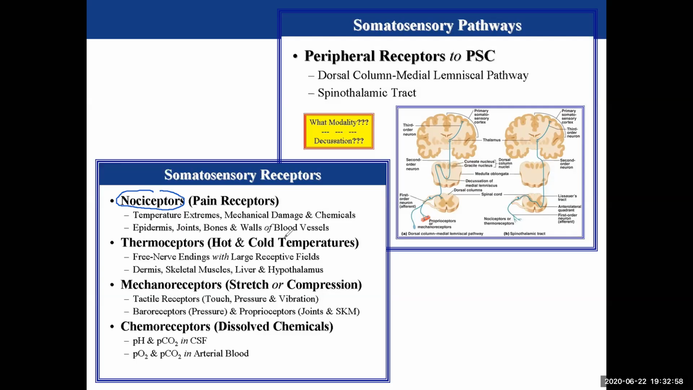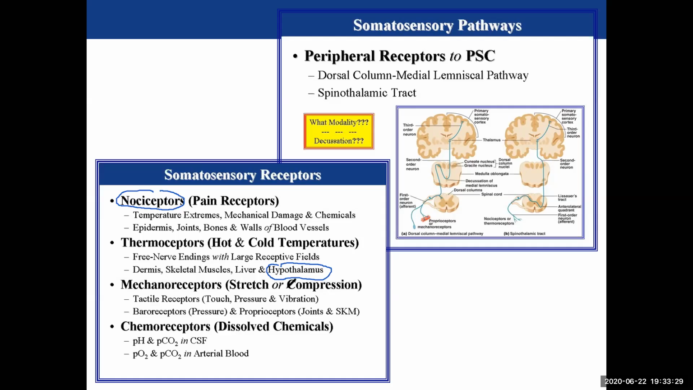Thermoreceptors detect temperature. They are free nerve endings or bare nerve endings in the epidermis, located in the epidermis rather than the dermis, skeletal muscle, liver, and hypothalamus, because the hypothalamus is our natural thermostat. So it can reset your body temperature. That's a very important neural structure. Remember this hypothalamus, it also controls the endocrine system, but it is part of the nervous system.